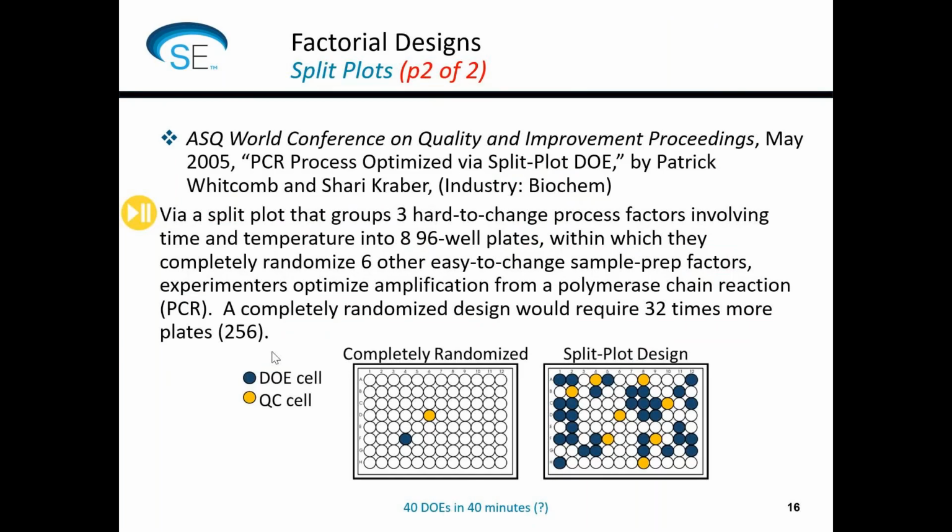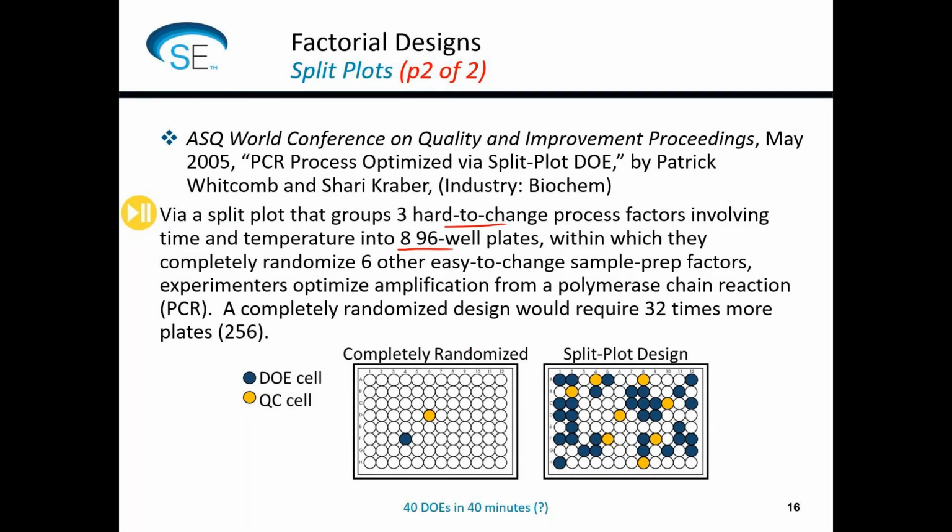Here's another one, and this one is going back to the 96 well plates. But the difference of this is that before they pipetted the stuff into the cells, they first treated in a thermocycler with two different times and a temperature. These are basically process factors that are hard to change. So they would do that in one combination of 8 possible, and then they would randomly pipette in 6 different ingredients into the 96 well plates.